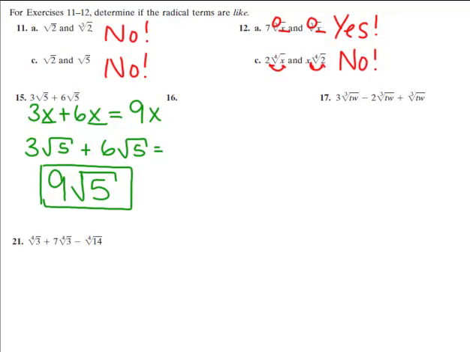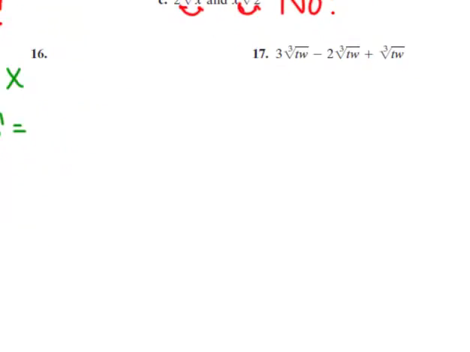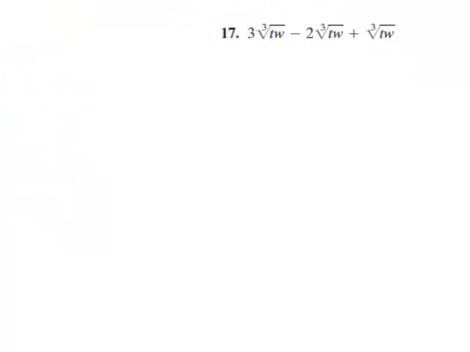So the next one, 17, let's hop on over here. We have a couple things going on. So the first thing I'm going to check is they all have the same index. It's all cube root. And then the second thing I need to check for is, do I have the same thing underneath? I have 2w underneath all of them. So that means I can combine.